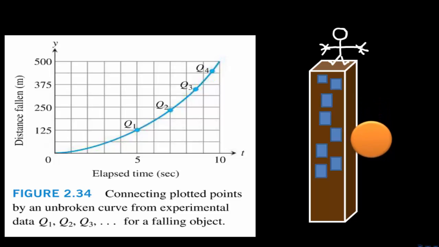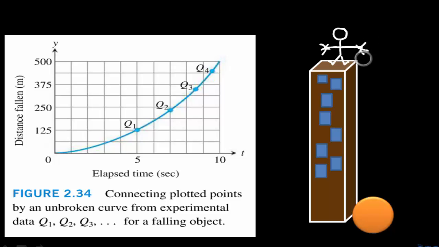And at different points, we will measure the distance it's traveled from the top. We measure it from here. That's actually our zero distance, all the way up to 500 meters that it elapsed in 10 seconds. And it turns out that it follows this pattern.